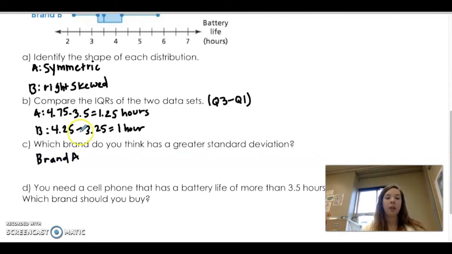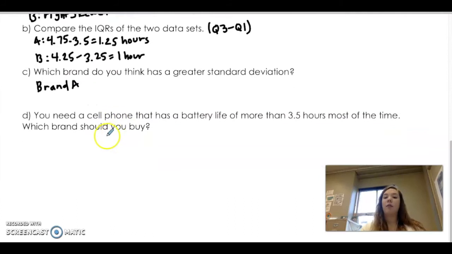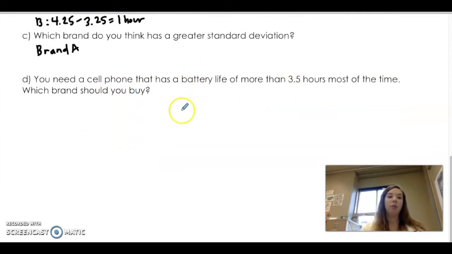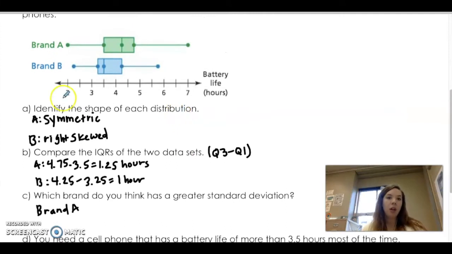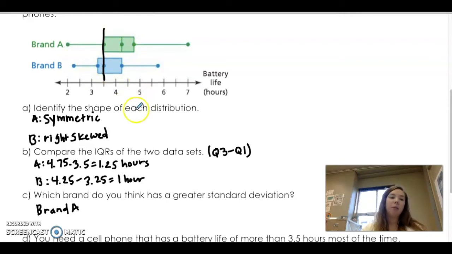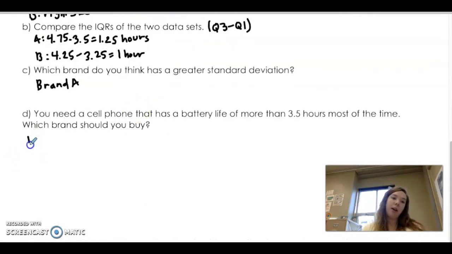So brand A, you need a cell phone that has a battery life more than 3.5 hours most of the time. Which brand should you buy? So 3.5 is here. So it looks like really most of the time both would give you more battery life, but brand A is going to be a much safer choice because the entire box plot is to the right of that, where brand B still has quite a bit of data below that. So we're going to say we want to buy brand A again.